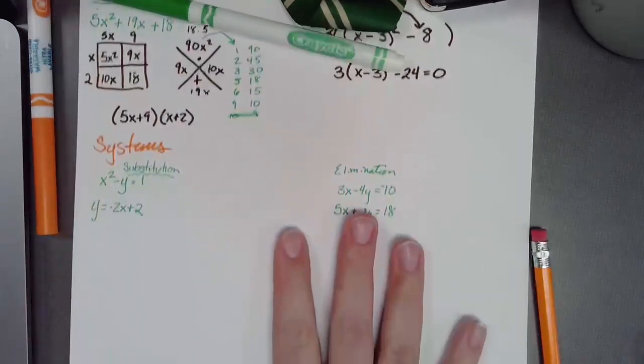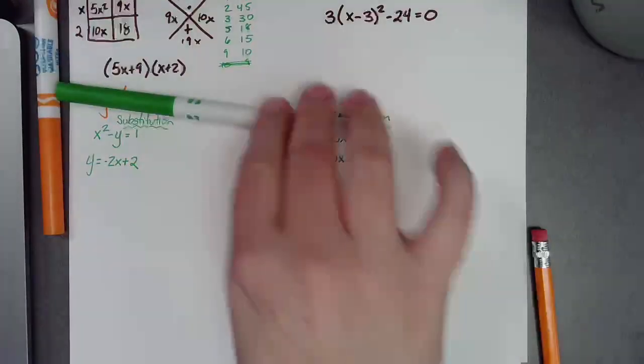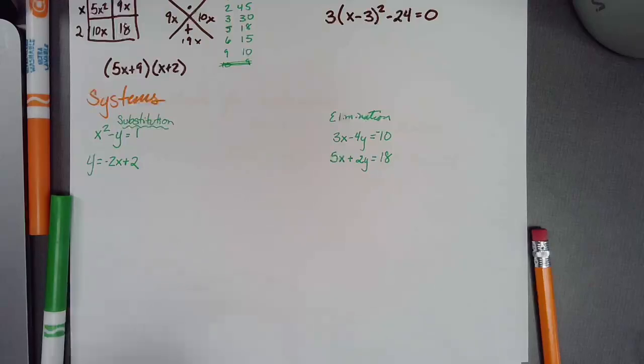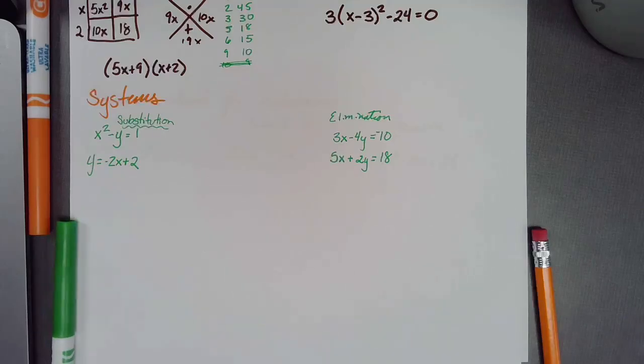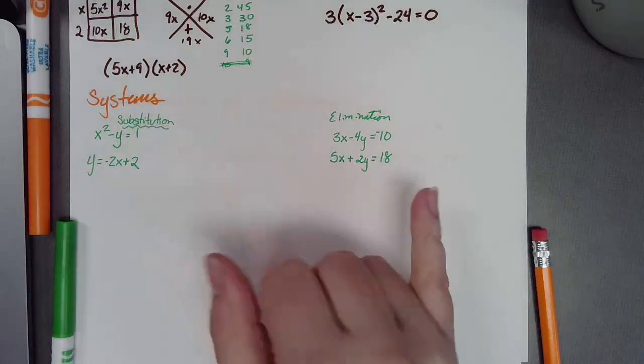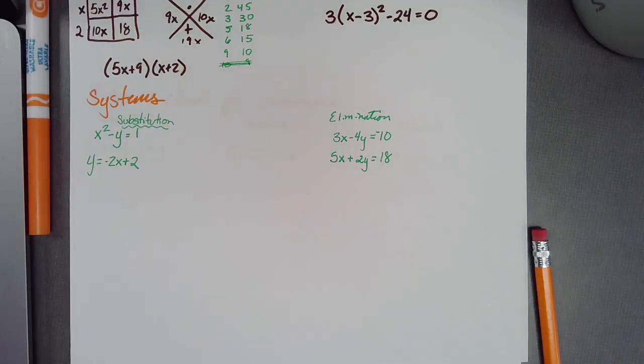Moving on to our next target, it's systems. Now, you could do systems in 2 different ways. Now, some of us have talked about 3-variable systems. That's not on this test. Keep in mind that's Chapter 6 stuff. That is not Chapter 5 stuff. So I have 2 different problems. We're going to do substitution and elimination.